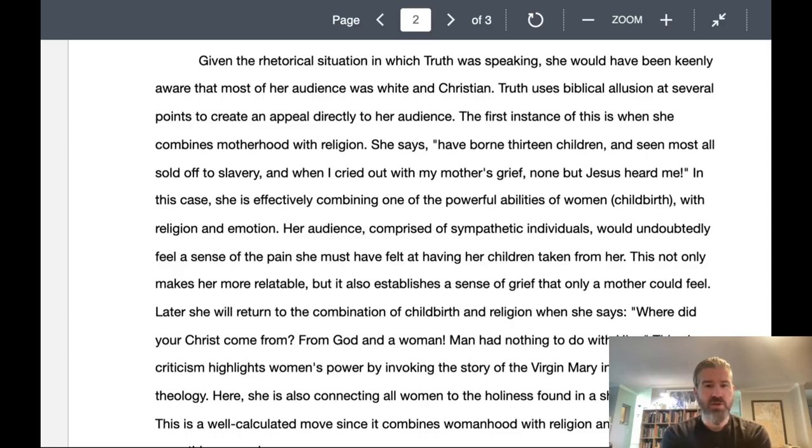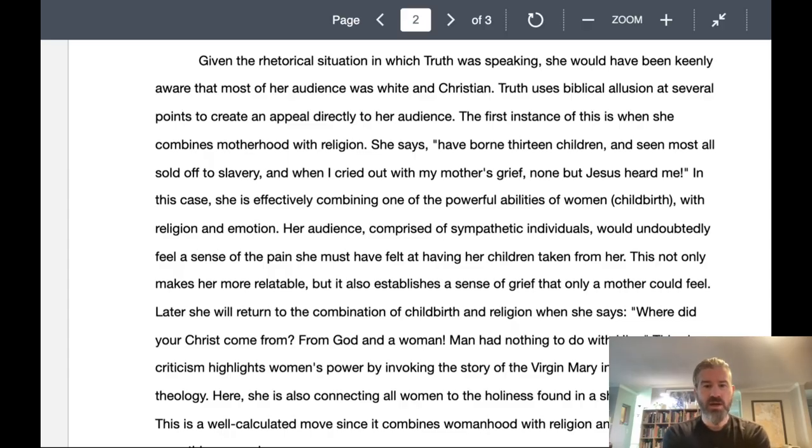In this case, she is effectively combining one of the powerful abilities of women, childbirth, with religion and emotion. Her audience, comprised of sympathetic individuals, would undoubtedly feel a sense of pain that she must have felt at having her children taken from her. This not only makes her more relatable, but it also establishes a sense of grief that only a mother could feel. Later, she will return to the combination of childbirth and religion when she says, quote, "Where did your Christ come from? From God and a woman. Man had nothing to do with him."